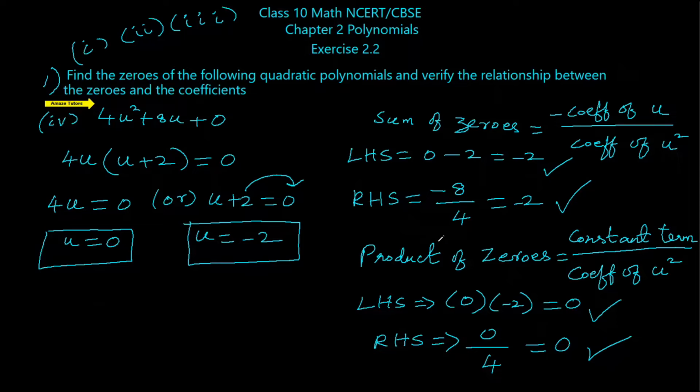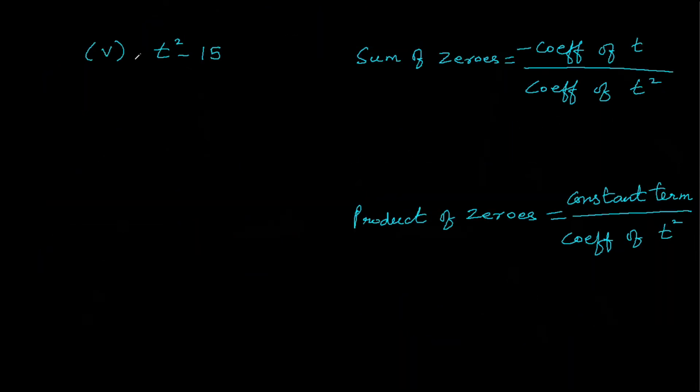I hope you understand this particular question. Let's move on. Question number 5: t squared minus 15. In this case, again, there is no t term, the middle term. 0t minus 15. So this question also cannot be factorized as usual.